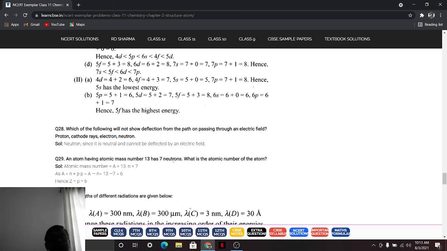An atom having the atomic mass number 13 has 7 neutrons. What is the atomic number of the atom? A is equal to 13, N is equal to 7. As A is equal to N plus P, P is equal to A minus N, that is equal to 13 minus 7, that is equal to 6. Hence, Z is equal to P is equal to 6.